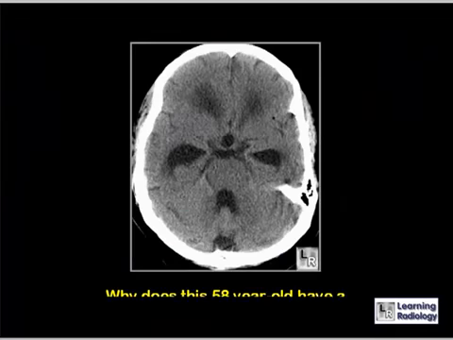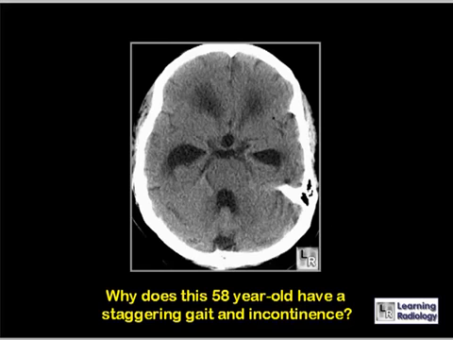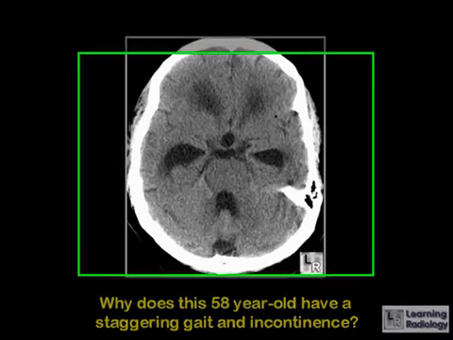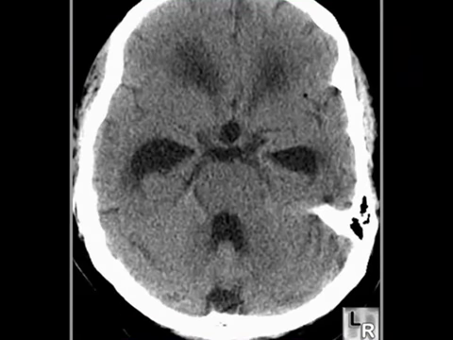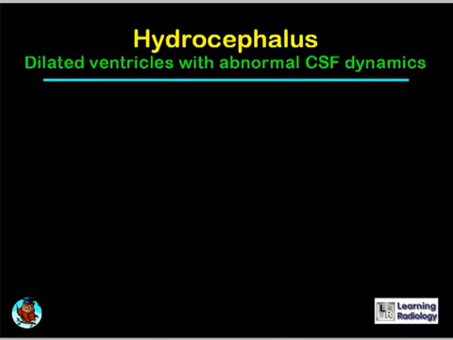Why does this 58-year-old have a staggering gait and incontinence? Before we answer that, let's talk a little bit about hydrocephalus, defined as dilated ventricles with abnormal cerebrospinal fluid dynamics. Hydrocephalus is divided into two major groups.